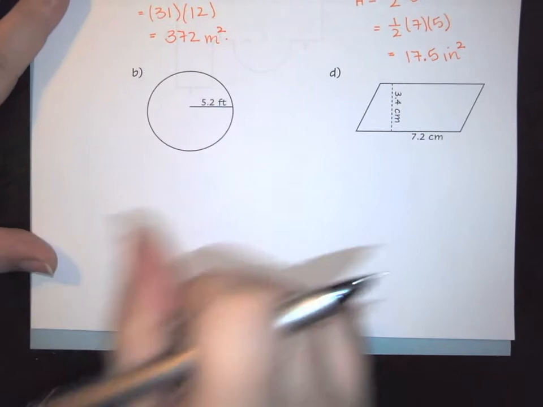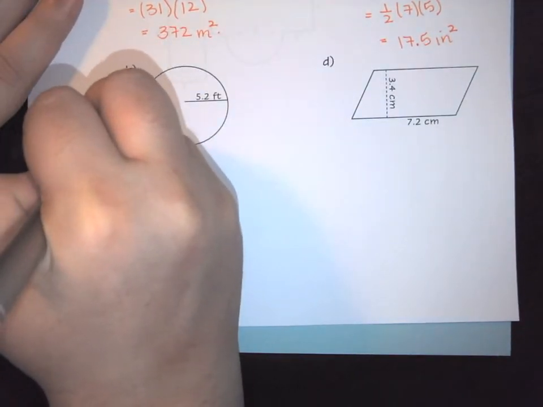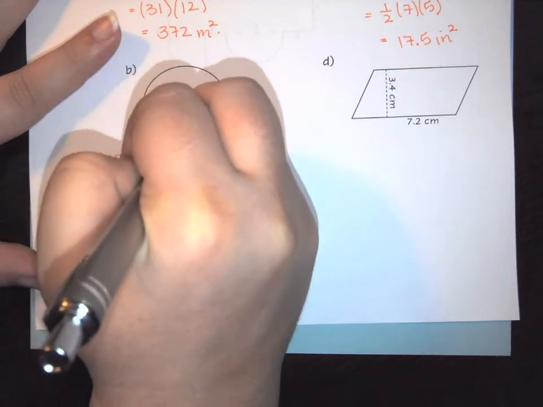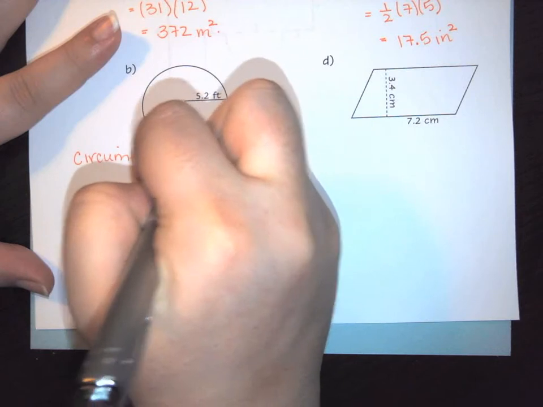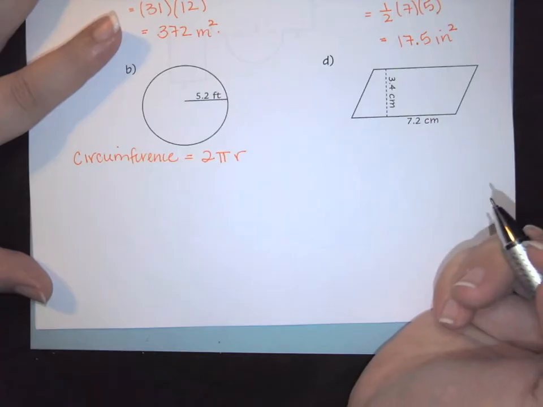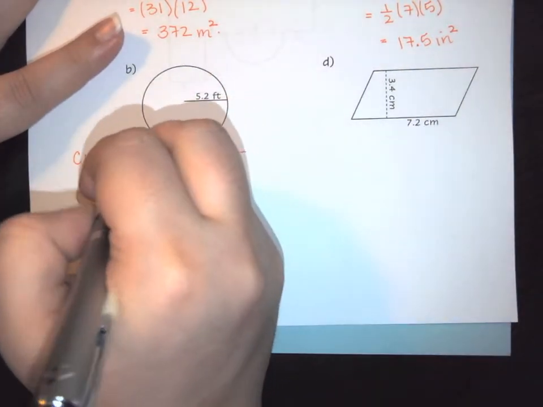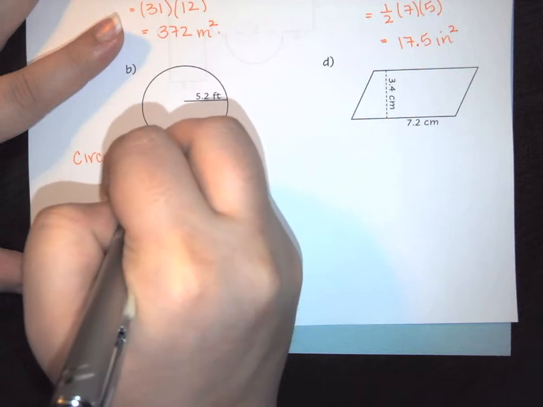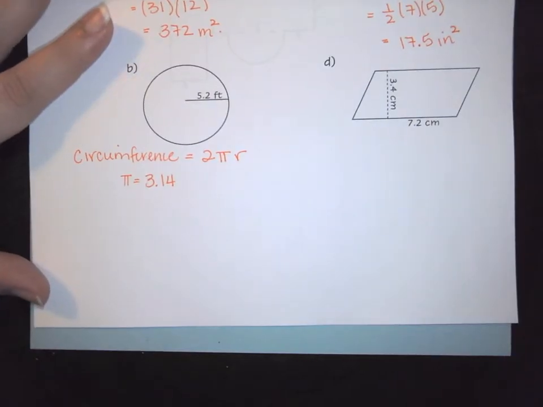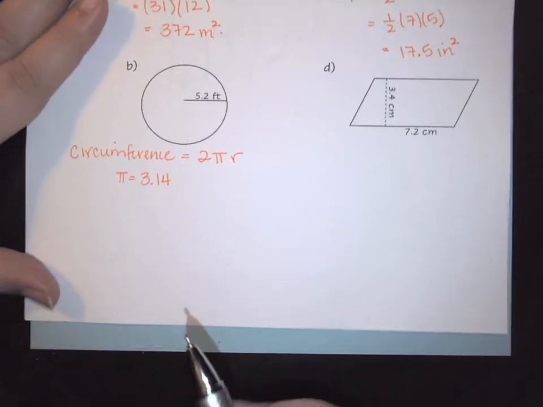Now this third one here is a circle, and a circle has a perimeter that's slightly different. A circle is called circumference, and the circumference is going to be 2 pi times your radius. Now in most of these cases when we're dealing with pi, we would say that pi is the decimal 3.14. So instead of clicking the pi button on your calculator, you always want to use 3.14 unless told otherwise.